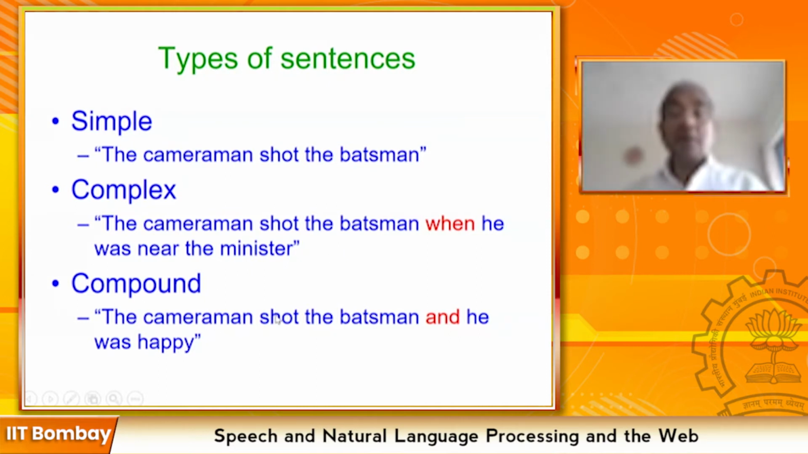When we have a compound sentence, again the anaphora resolution comes into play. What does he refer to? Just like in the complex sentence, but there are two sentences which are linked by a conjunction, and. The cameraman shot the batsman, sentence number one, and sentence number two, he was happy. So how to deal with this?